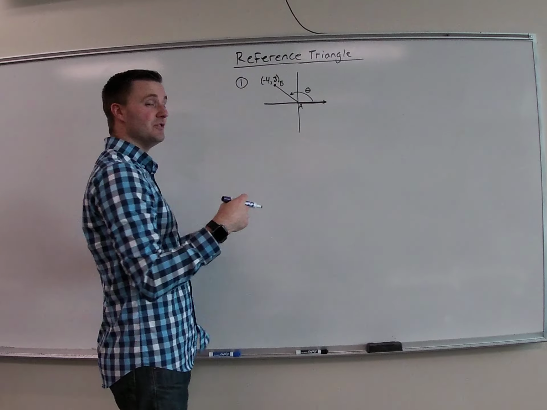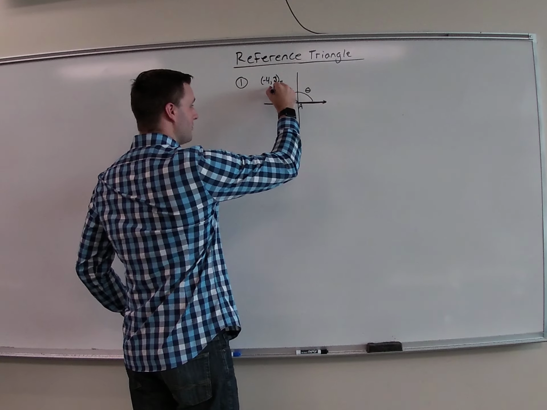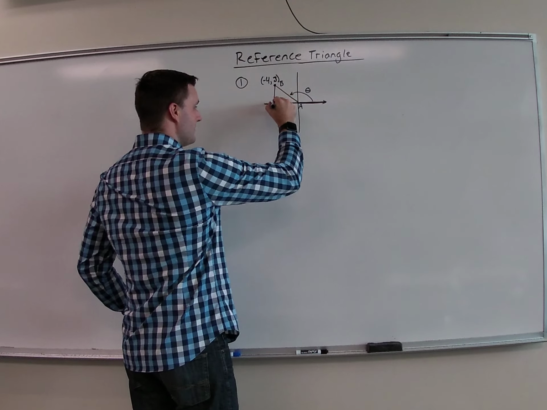We want to find the distance from A to B. Now, how can we do that? Well, using reference angles or reference triangles, remember, we go from that angle, from our terminal side, to the x-axis. So we're always going to draw to the x-axis.